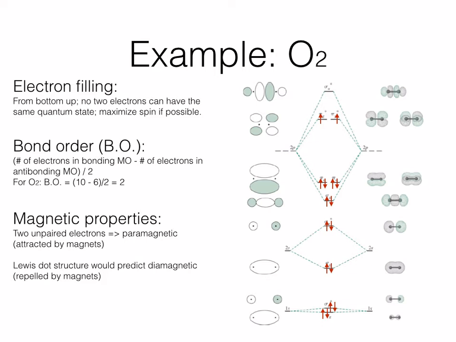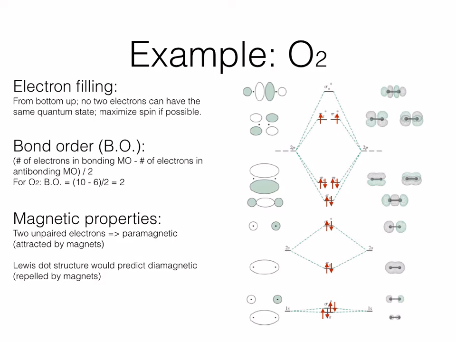The formula is the following. You take the number of electrons in a bonding orbital, subtract the number of electrons in the anti-bonding orbital, and take the result, divide by 2. So in the case of oxygen, you'll find that for the bonding orbitals, there are a total of 10 electrons, and for anti-bonding orbitals, there are a total of 6. So the bond order for the oxygen molecule is 2. And this is actually consistent with the Lewis dot structure.